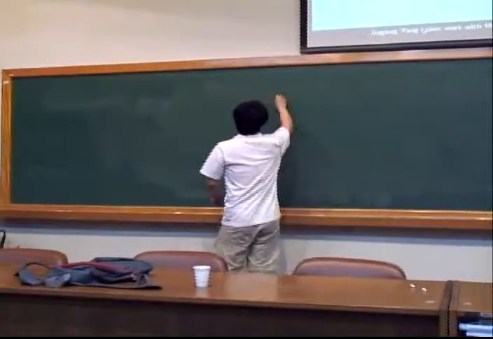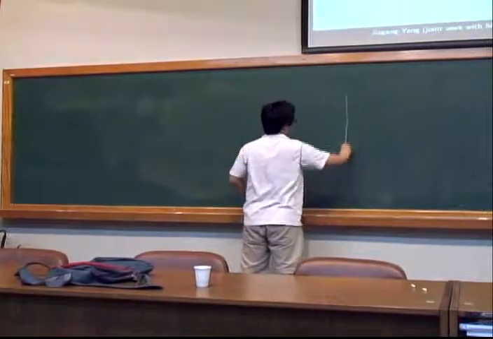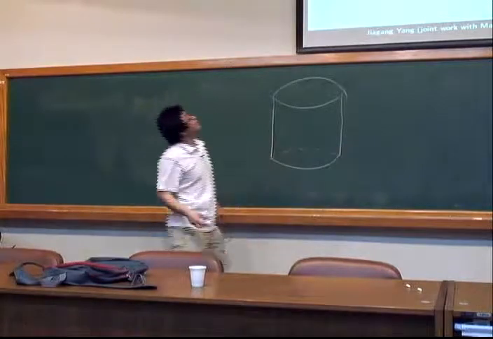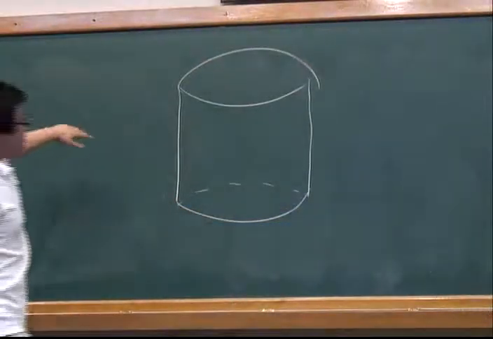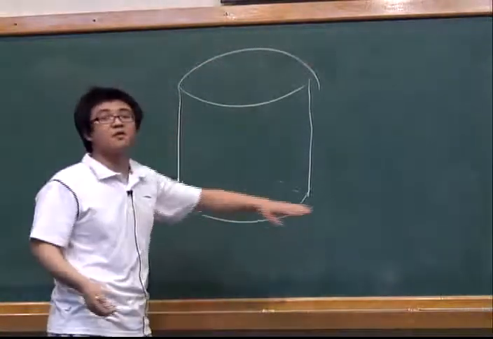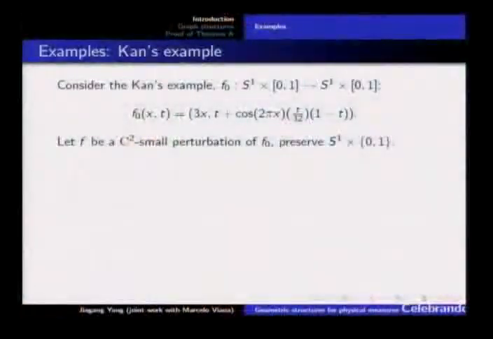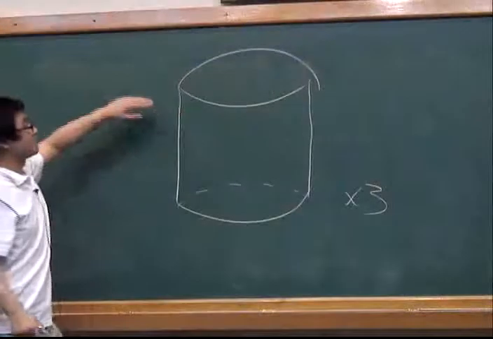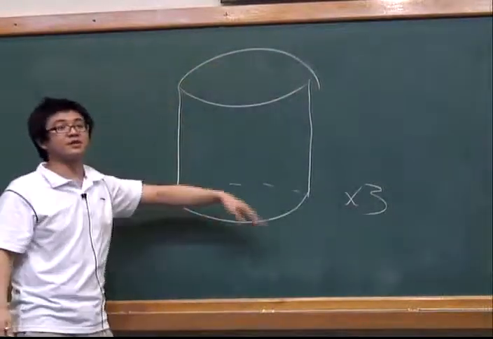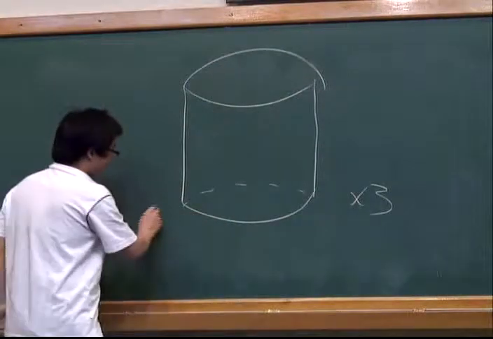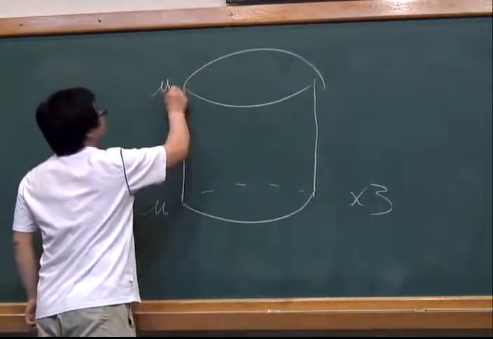So the Kan example is as follows. The cylinder. In the horizontal direction, we have uniform expanding, times 3. We have a uniform expanding in this direction. So because you are uniformly expanding in this direction, you have 2 measures on the boundaries. We have 2 measures on the boundary because it is uniformly expanding. We have mu0 and mu1.